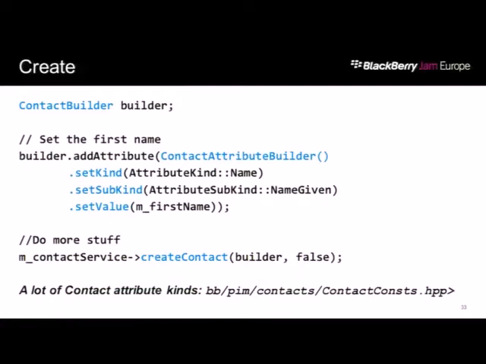So you have the set kind, set subkind, set value. And then, for example, here you have created the first name. You can proceed with other attributes, and there is a lot of attributes. You find them all defined in contacts_const.hpp. And once you prepared all the data, so far nothing is persistent. The data becomes only persistent when you go ahead and call the create contact, which is a method of the service then.